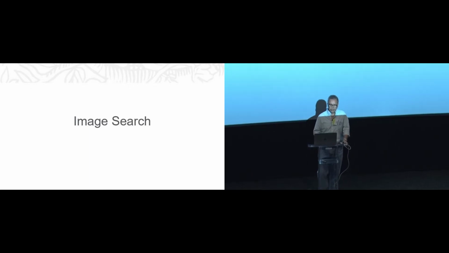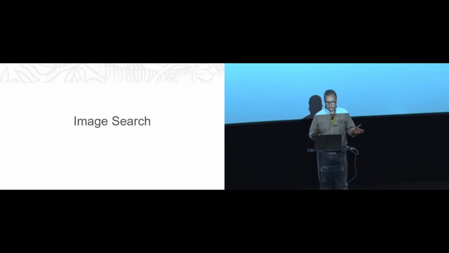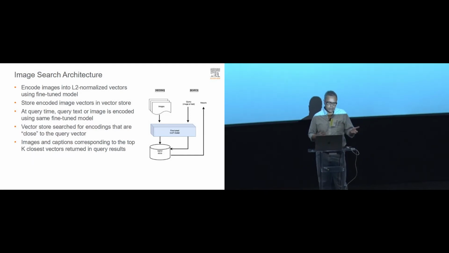And so once we have the fine-tuned model, this is the kind of architecture that we use for the image search bit. First off, we took all our images, including the ones that we dropped because we didn't have captions. We took all of that and encoded it with this fine-tuned model, and we L2 normalized the images on the way in.